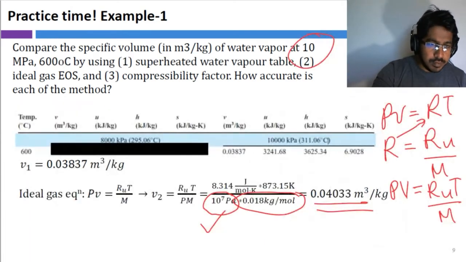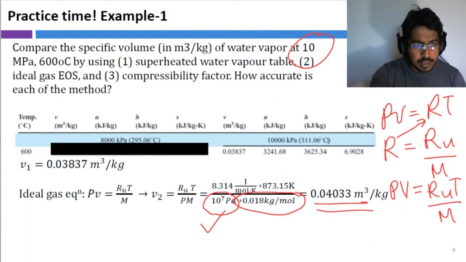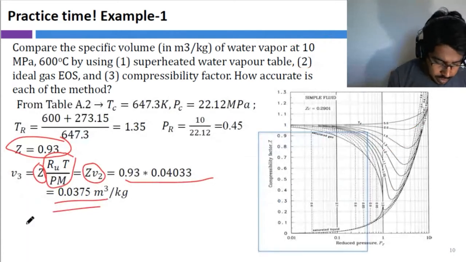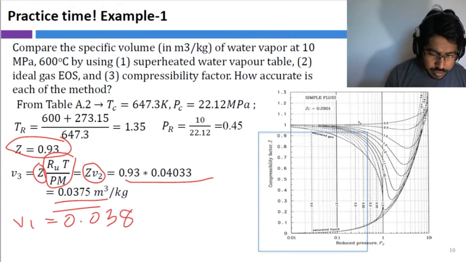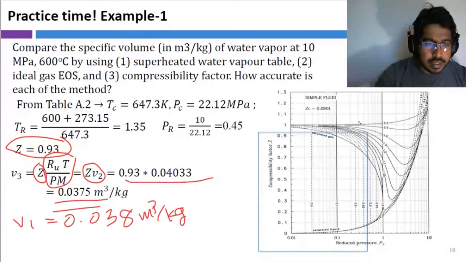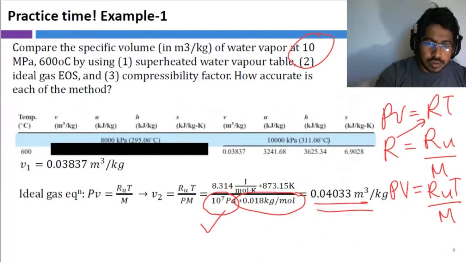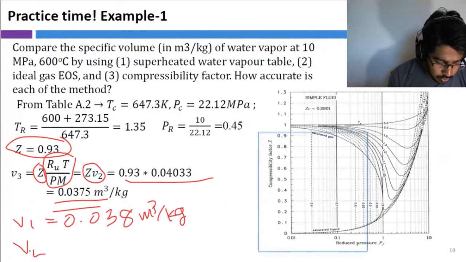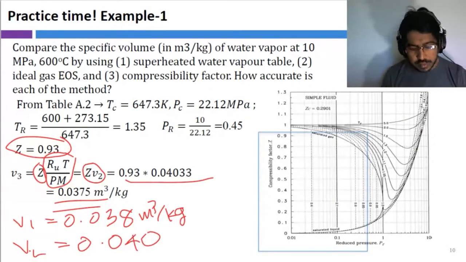Perfect. So now if we check this one, you can see that V1 was 0.038, right? Cubic meters per kilogram. And then V2 was 0.040, right? The same unit.